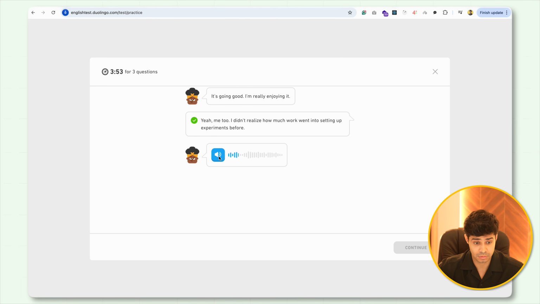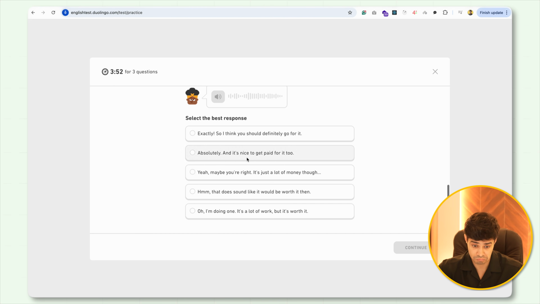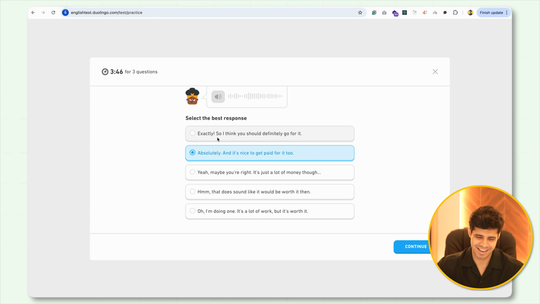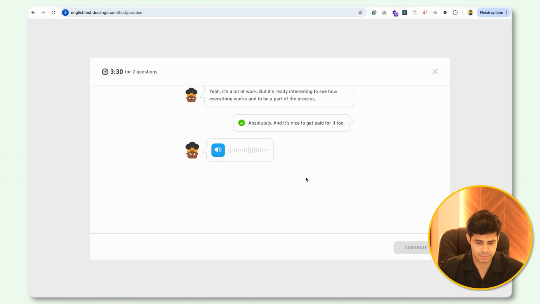Yeah, it's a lot of work. But it's really interesting to see how everything works and to be a part of the process. Absolutely, and it's nice to get paid for it too. I would choose this anyway. Exactly. So I think you should definitely go for it. No, yeah, maybe you're right. That sounds like it should be worth it then. Well, this is also good, but worth what? They have not been talking about that.